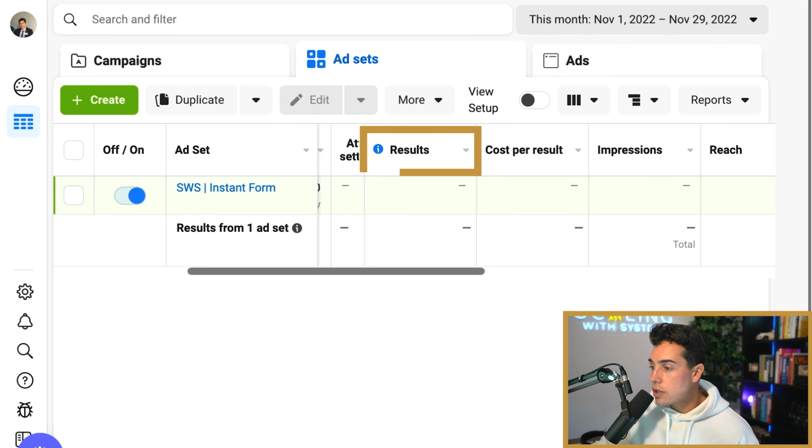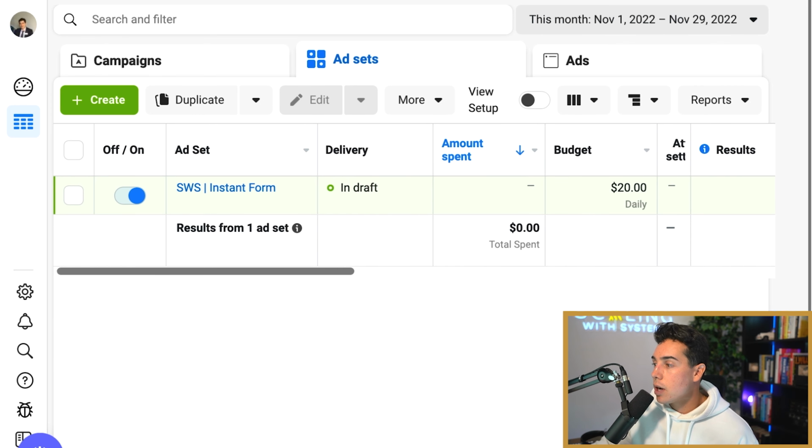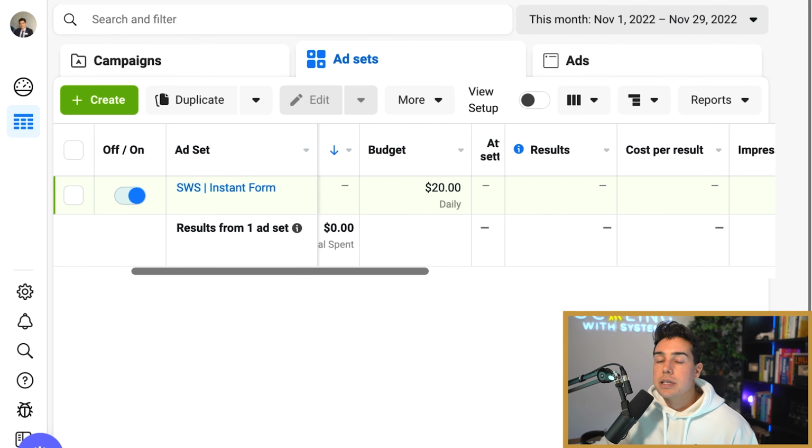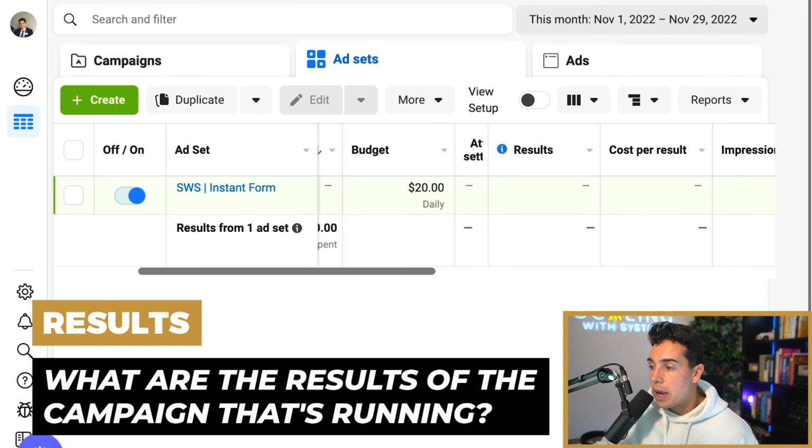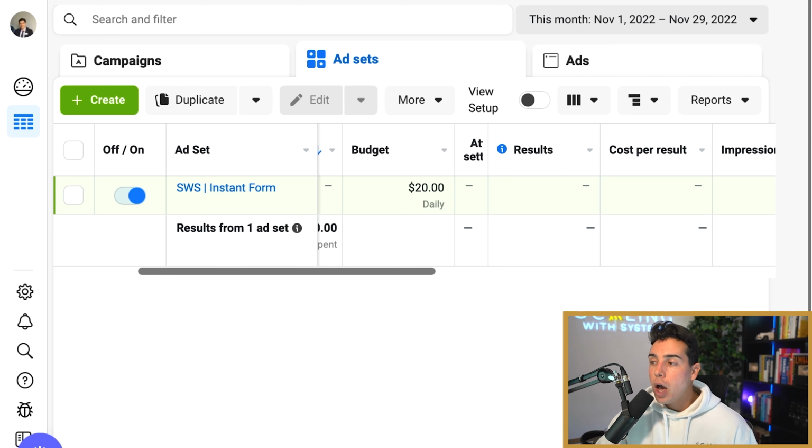Now, this, as you can see, is very early on in this process here, because what I want to be able to see at a 30,000-foot view is what are the results of the campaign that I'm running. This is not, are we profitable? This may be, how much is it costing us per message? How much is it costing per lead? How much is it costing per booked call? So this is what Facebook is considering a result.